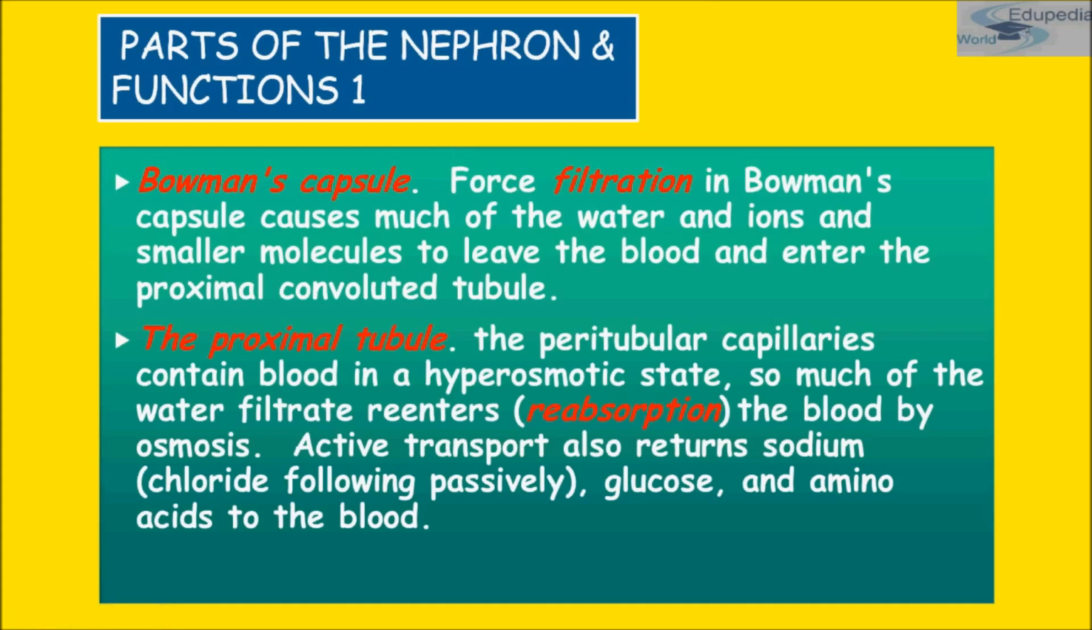It causes much of the water and the ions and the smaller molecules to leave the blood and enter the proximal convoluted tubule. Now what happens in the proximal convoluted tubule? I have shown you that peritubular capillaries contain blood in a hyperosmotic state. So much of the water filtrate re-enters the blood by osmosis, and that is the second step of the mechanism of urine formation, that is reabsorption.